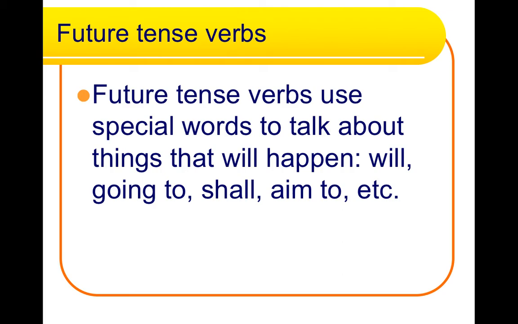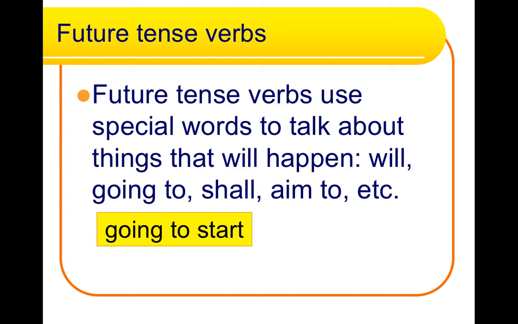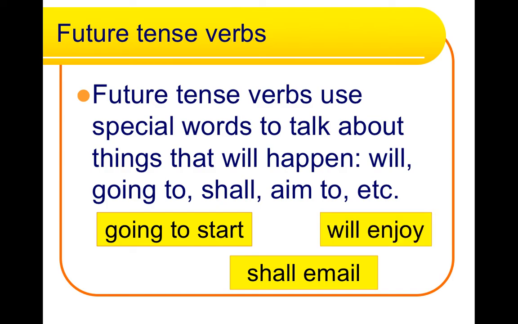Future tense verbs use special words to talk about things that will happen. Most of the time, they use the word will, going to, shall, or aim to. Going to start indicates it hasn't happened yet, but it will in the future. Shall email. Shall indicates that the email is going to be sent at a later time. Will enjoy. Will indicates that someone will enjoy something in the future, later on.